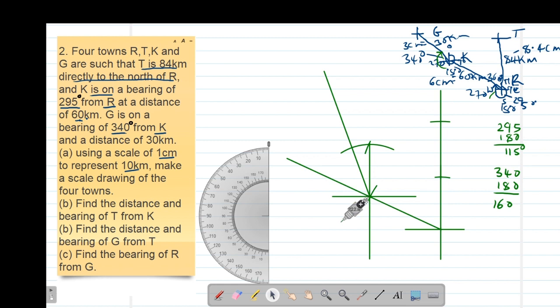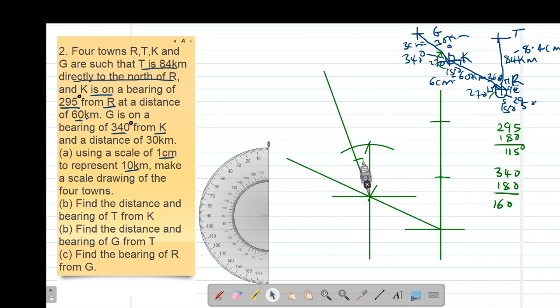So let me ensure that it is exactly through this point. Yeah, that way. Then I make an arc on this particular line. So I need to make an arc this way. So this should take me to the point that we are calling G.